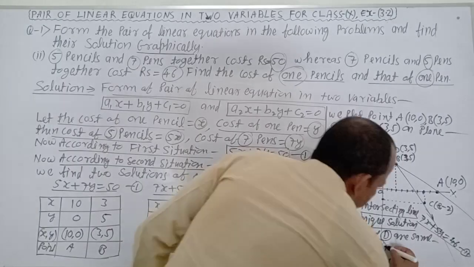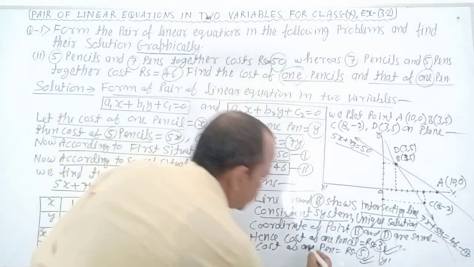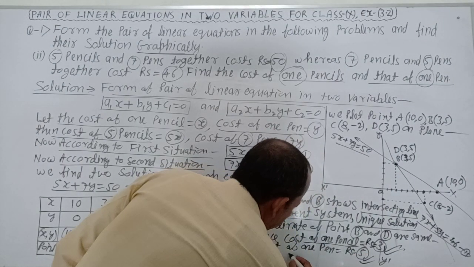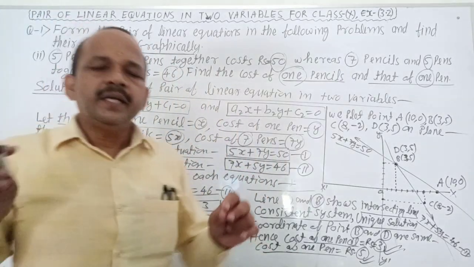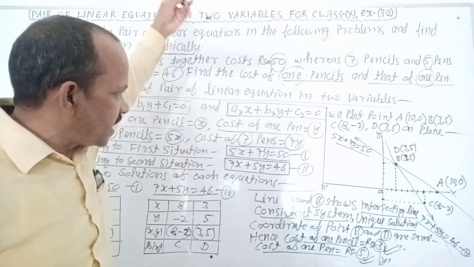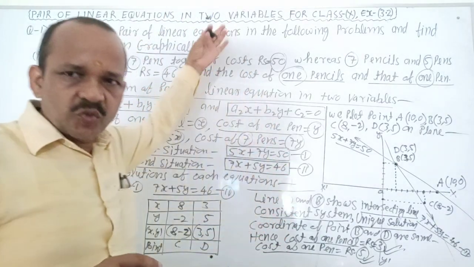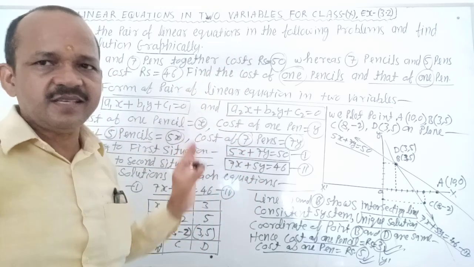You find your answer very easily. You find the cost of one pencil and the cost of one pen. In this way, you can solve any question very easily with the help of this solution. The solution is clear, no confusion about it. Very good. It is easy.